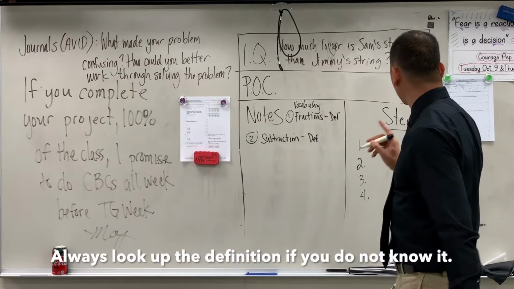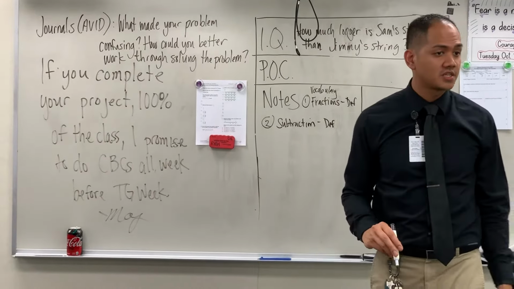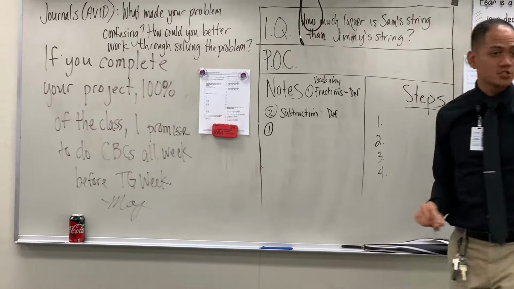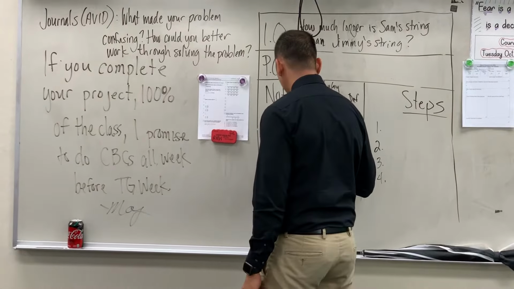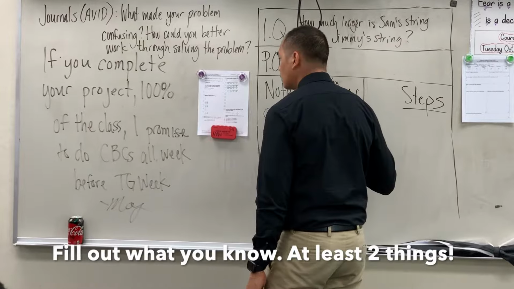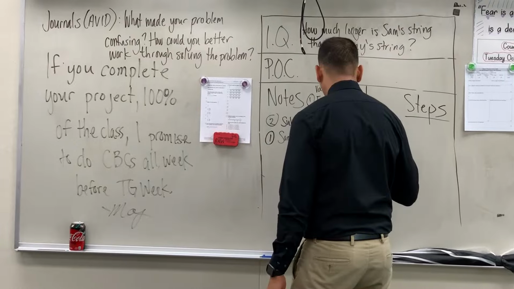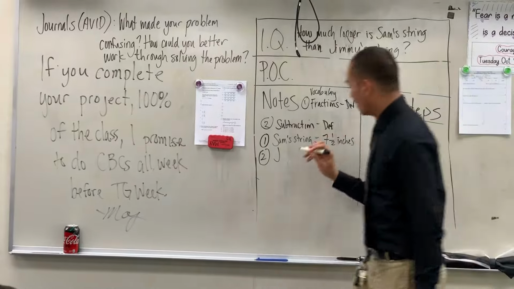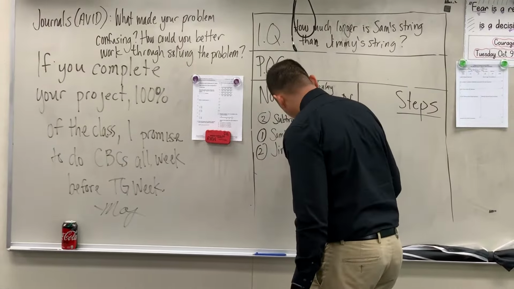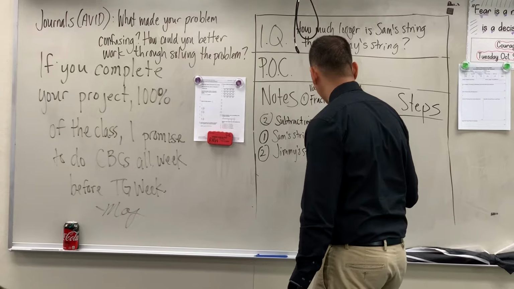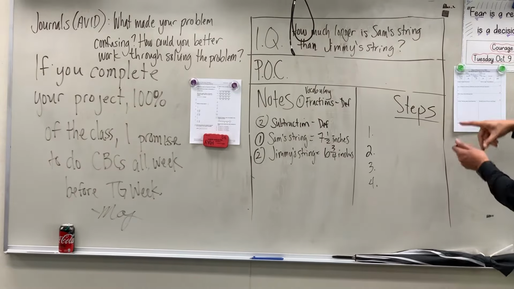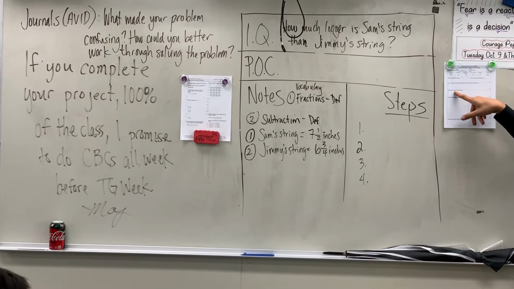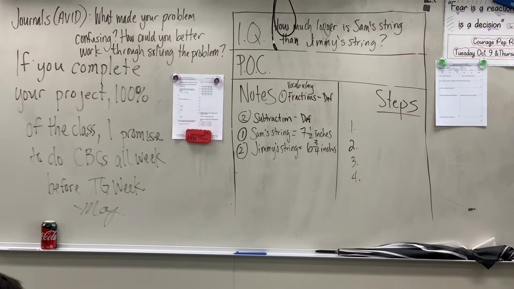What's the second thing we need to do? What do we know about our question? Do we know Sam's string length? Yes. We know that Sam's string equals 7 1/2 inches. What's the second thing we know? Do we know Jimmy's string? Yes. Jimmy's string equals 6 3/4 inches. And that's what you can put here, what I know about my question. I know that Sam's string is 7 1/2 inches. I know Jimmy's string is 6 3/4 inches.